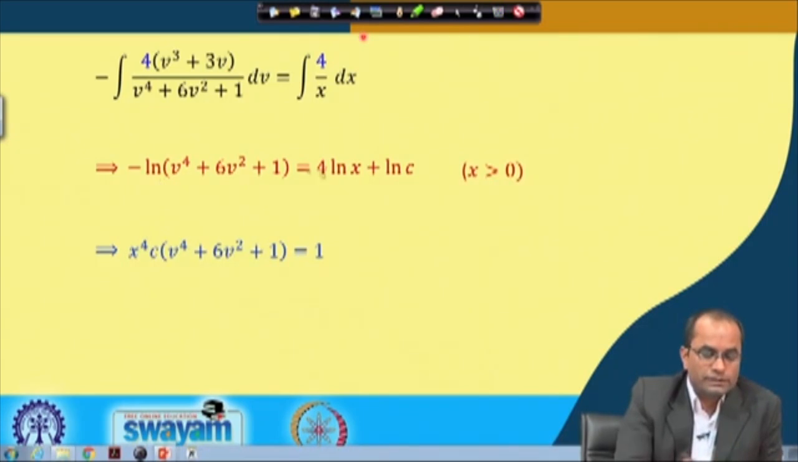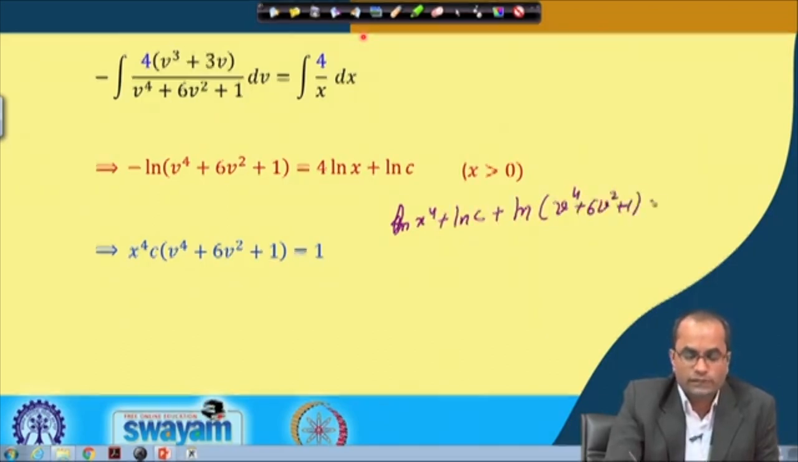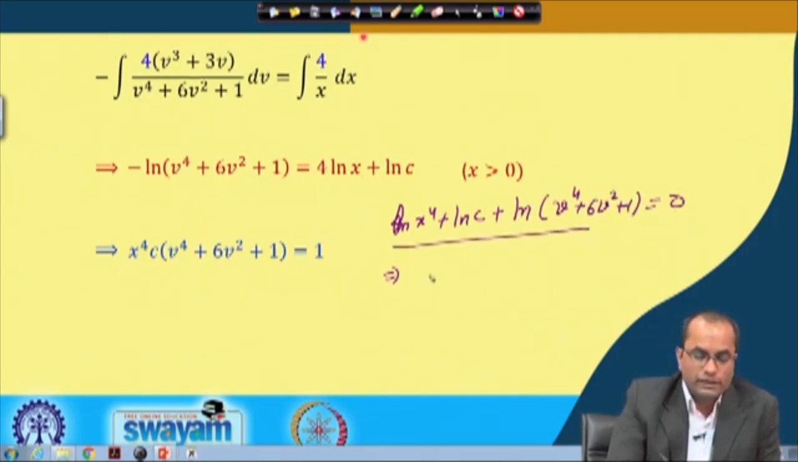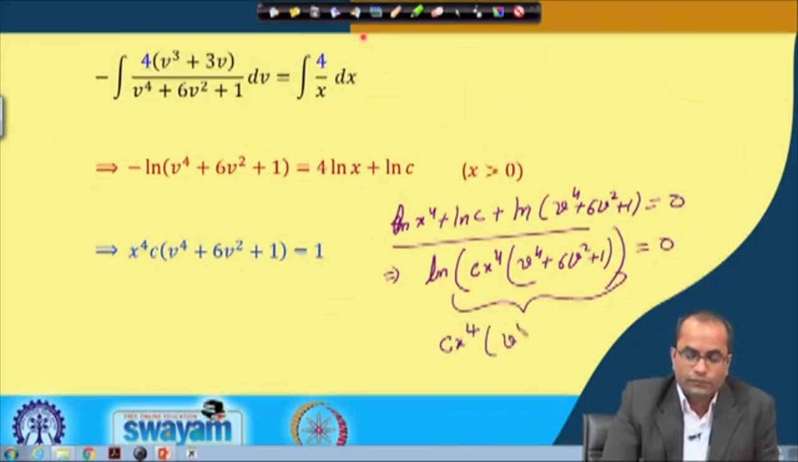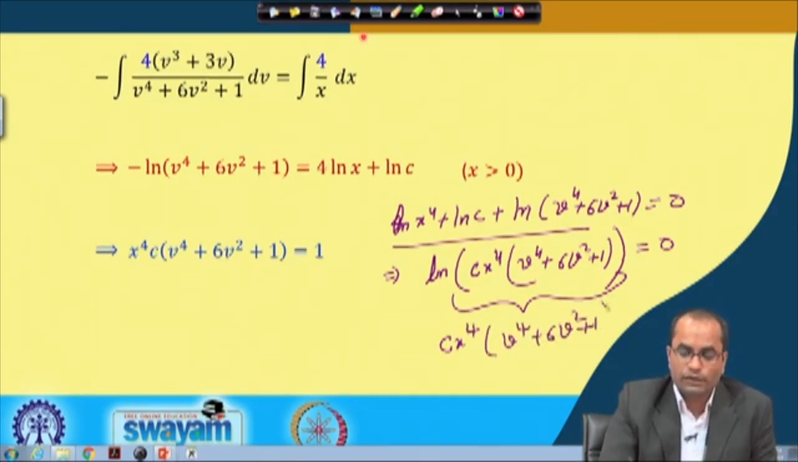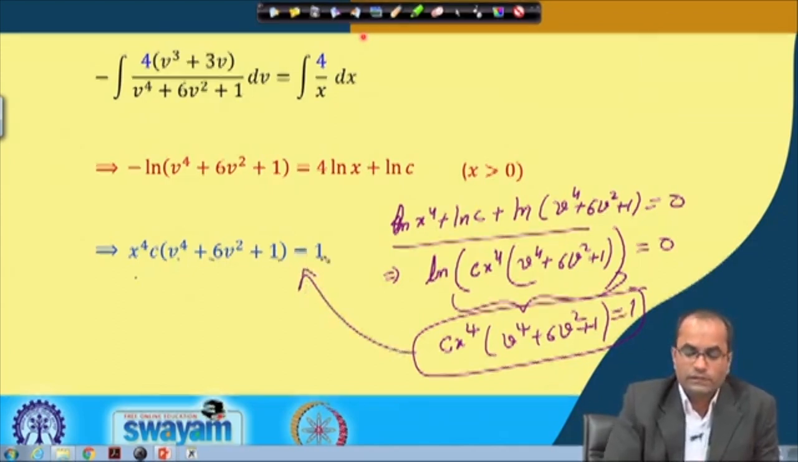Just one step before, what we will get is ln x to the 4 plus ln c, and also we will get ln of v to the 4 plus 6v squared plus 1, is equal to 0. So, if we combine everything now, this will be ln of c x to the 4 and also v to the 4 plus 6v squared plus 1, and the right hand side 0, and then taking the exponential on both sides, we will get v to the 4 plus 6v squared plus 1 is equal to exponential 0, that is 1 here. So, we got exactly this: c x to the 4 times v to the 4 plus 6v squared plus 1 is equal to 1.